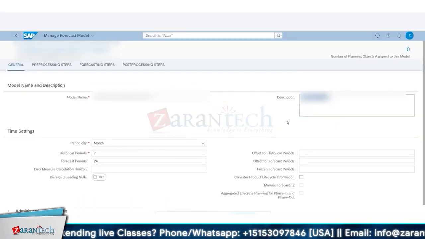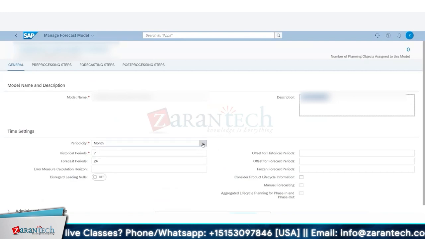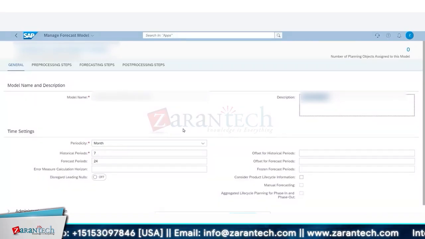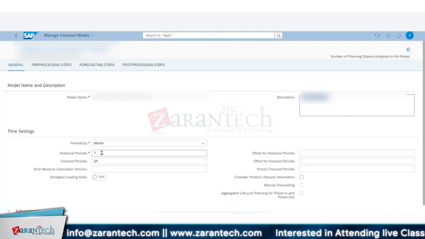So I go back here. Now in the periodicity, you select month, because we have created our Excel file based on the month. However, if you create this in the week, you can also run this model on week. So historical periods, I have considered 7 months because this is starting from January 2023 till July. So historical period is 7 months and forecast period can be 24 months. So if you have a big set of data, you can have historical period as 12 months.